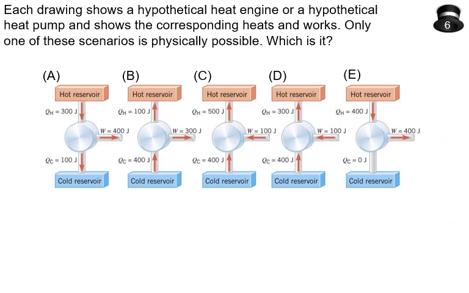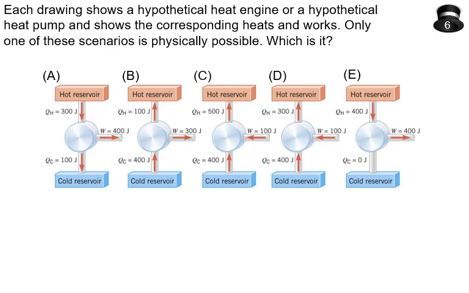And I should mention that the stuff we just covered for the refrigerator basically all still applies. The equation from the first law of thermodynamics applies. You can use all that information. So let's try to identify the different heat engines or heat pumps here. Each drawing shows a hypothetical heat engine or a hypothetical heat pump, and it shows the corresponding heats and works. Only one of the 5 scenarios is physically possible.